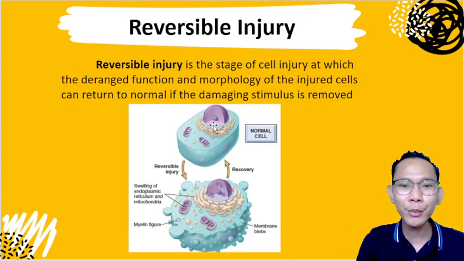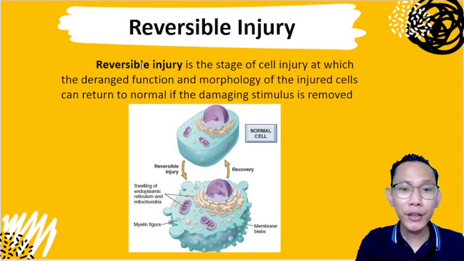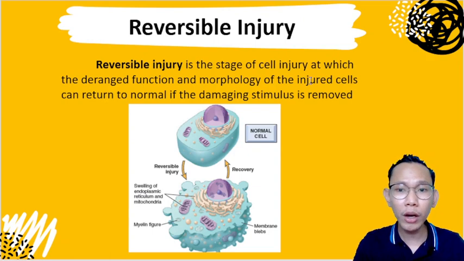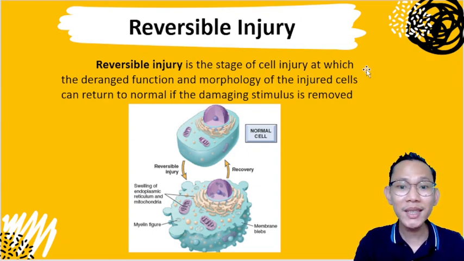Ito yun, reversible injury. Kita natin sa diagram. Reversible injury is the stage of cell injury at which the deranged function and morphology of the injured cells can return to normal if the damaging stimulus is removed. So ito yung normal cell natin. Reversible injury, stage of cell injury, yung may deranged lang yung function and morphology. Pero the cell, when this cell can recover, it may go to its normal state. So that's reversible injury.